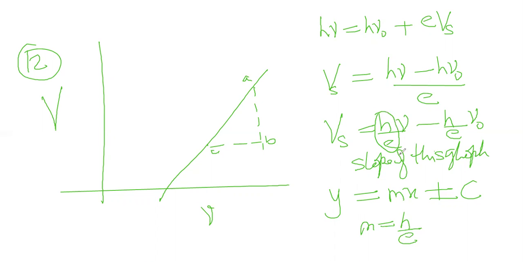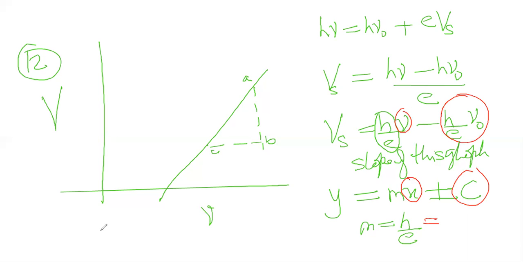Then what is the slope m there? There it was m. Here it is h by e. Understood? And the variable x is like the frequency, and this constant c is like this whole thing, which is a constant. Understood?